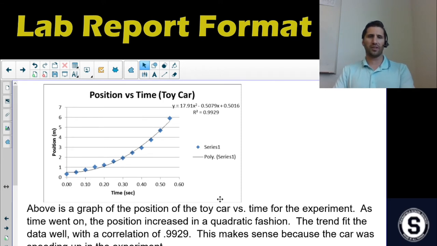The trend fit the data well with a correlation of 0.9929. We see that here. So that means the closer we get to 1, the closer the trend is to the actual data point. That's a very good fit. It's very close to 1. And this makes sense because the car was speeding up in the experiment. As it got faster and faster, it covered more position as time went on.